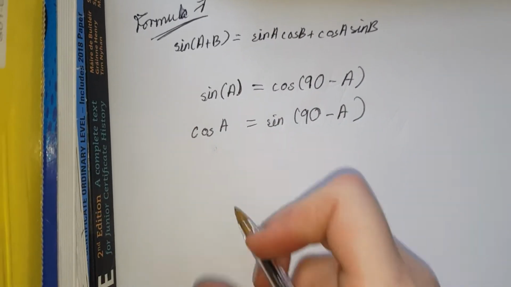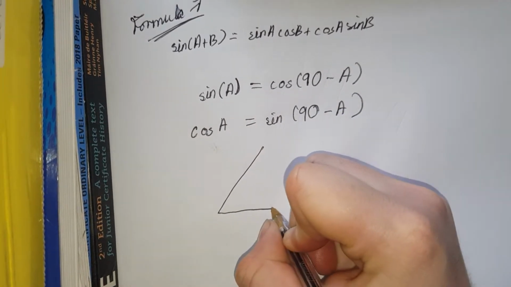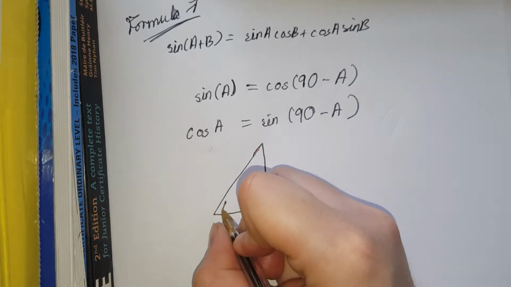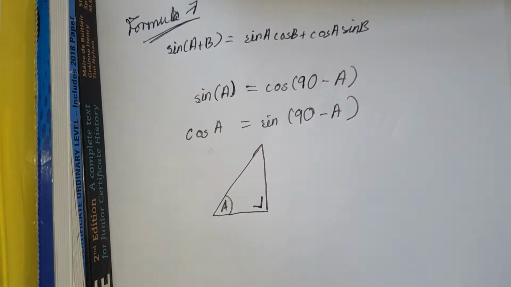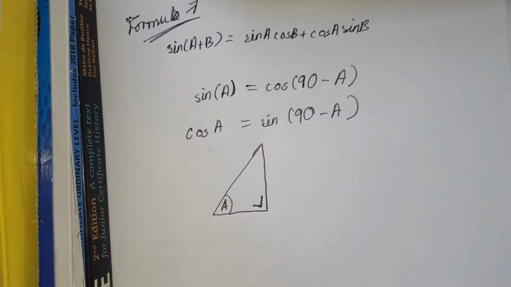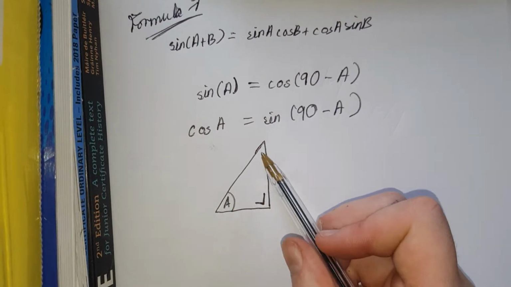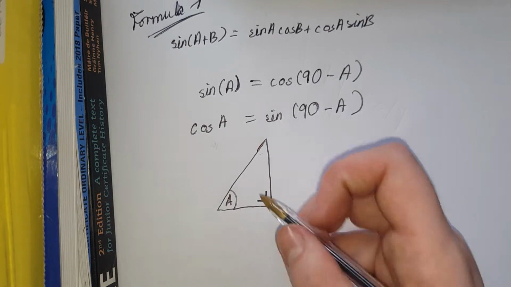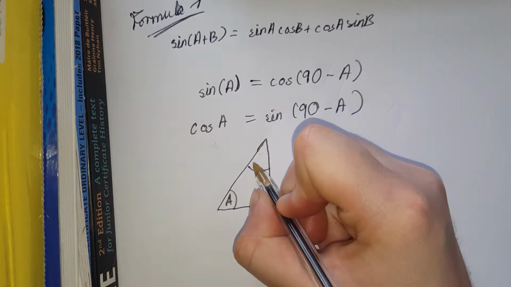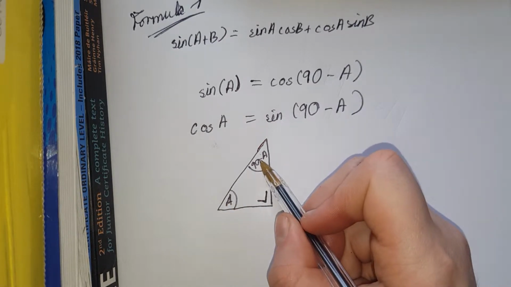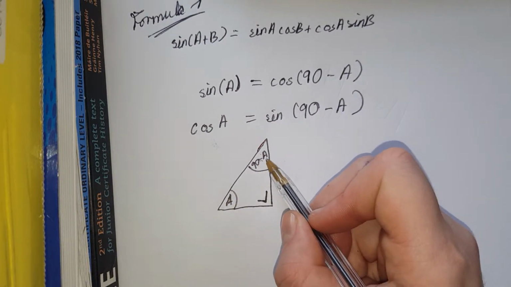An easy way to remember this is, say we have a right angle triangle, and we'll call this angle here A. Because the angles in a triangle have to add up to 180, this angle is 90, so this angle plus this angle here have to equal 90. So this angle we could call 90 minus A, because this plus this is 90.